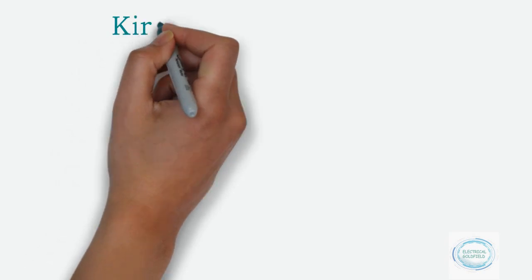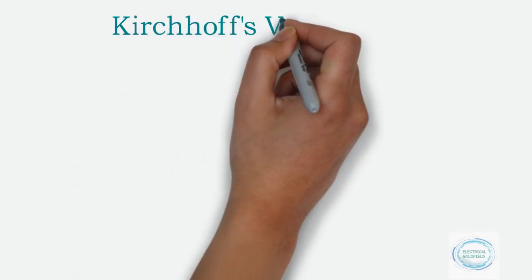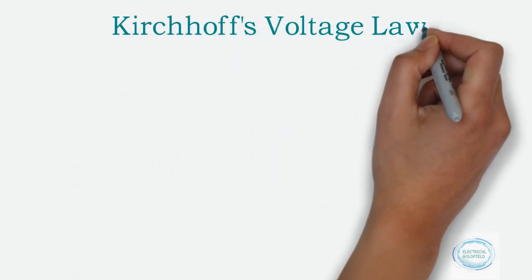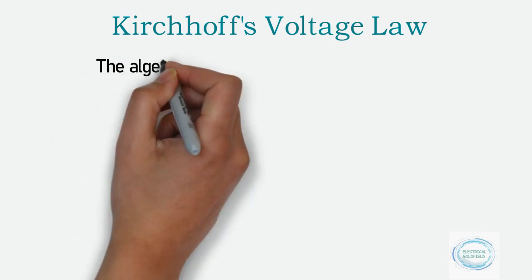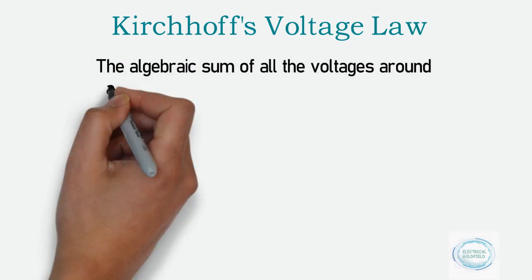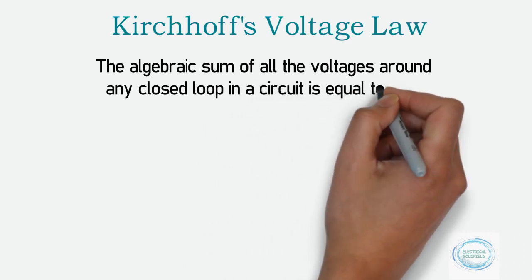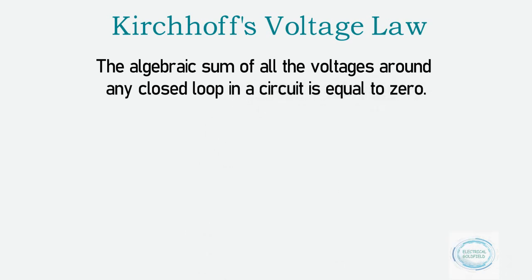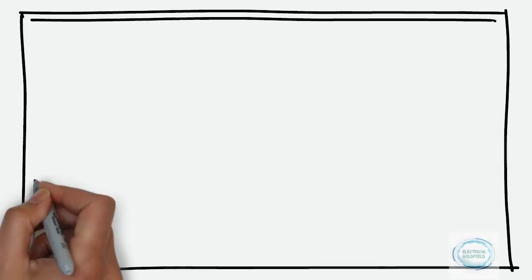Now, we will start with Kirchhoff's voltage law, also known as KVL. KVL states that the algebraic sum of voltage in any closed loop is always zero. Friends, here two terms are very important, algebraic sum and closed loop. Let's understand this with a simple illustration.